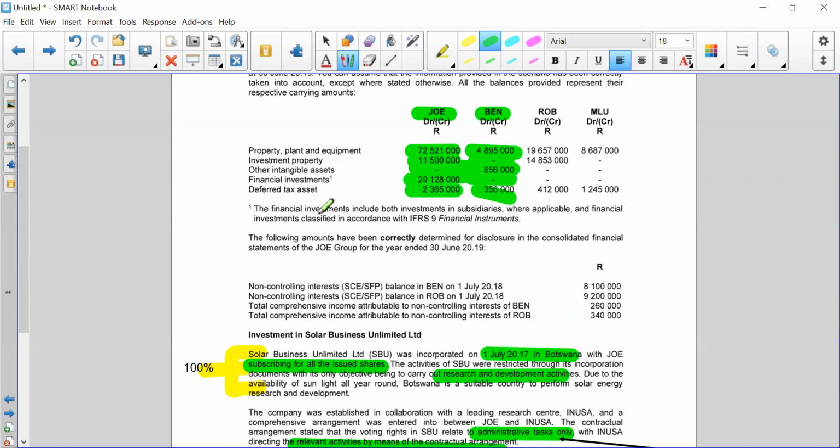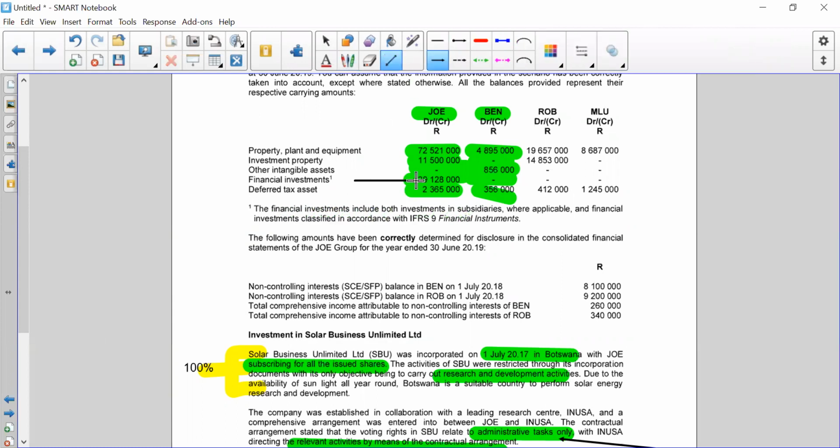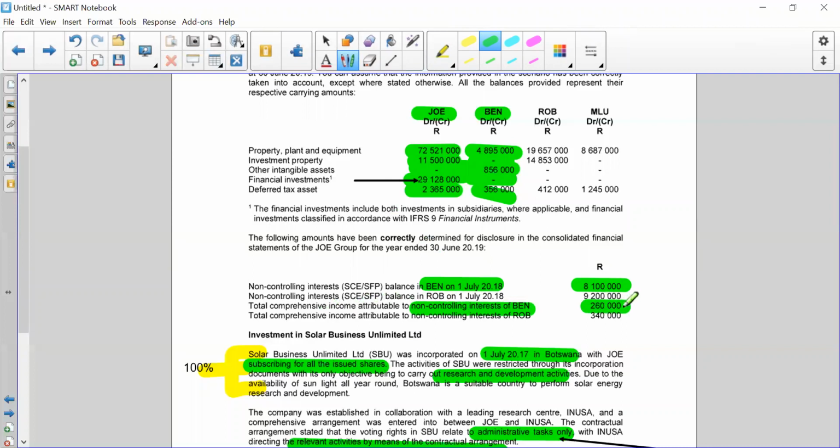The financial investments include both investments in subsidiaries and investments classified in accordance with IFRS 9. So we know that all the subsidiary investments are included in there, and we're going to need to eliminate those. Also easy marks. The following amounts were correctly determined for disclosure in the consolidated financial statements of the Joe Group. For purposes of Ben, they've given us the NCI opening balance of 8.1 million, and the profit for Ben for the year of 260,000.